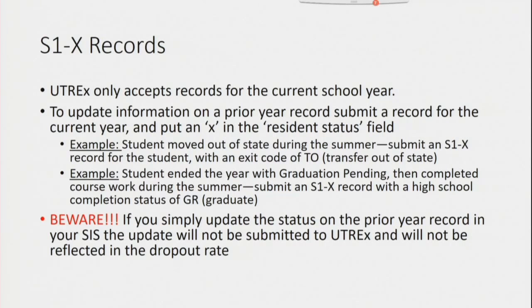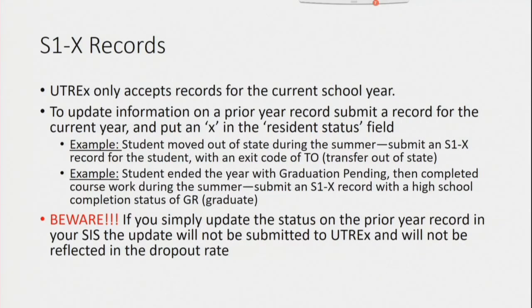So that's where the S1X records come in. It's an enrollment record where you don't give the student any membership and you give them an X in the resident status field. And that basically tells UTREX that this student isn't actually enrolled. Just look for the most recent enrollment record and change the exit code or the high school completion status code. So you would put TO, in the case of this example of student transferring out of state, in the exit code, and UTREX knows to fix that prior year enrollment record to say TO in the exit code.